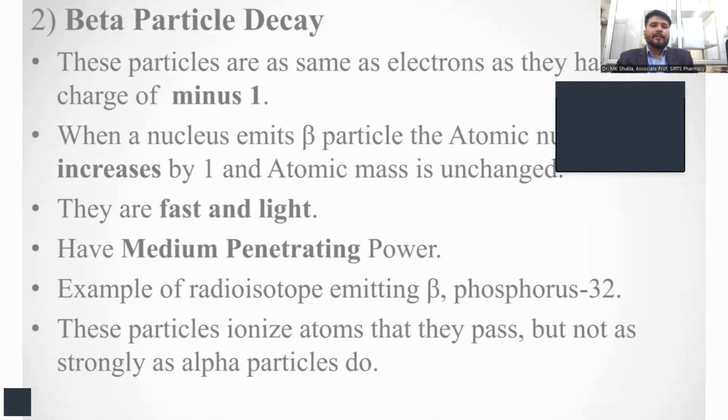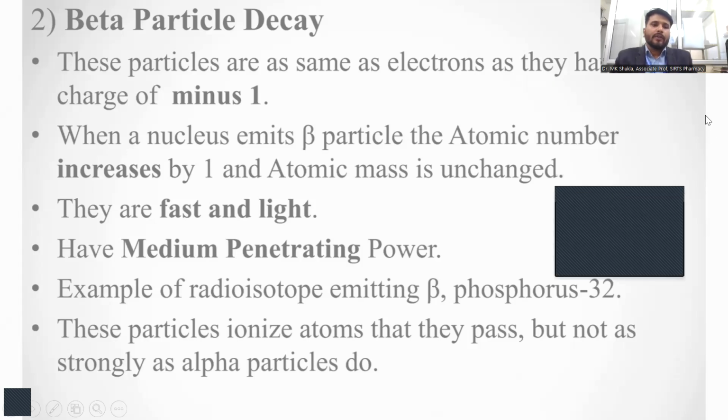Second is beta particle decay. These particles are the same as electrons, as they have a charge of -1. When a nucleus emits beta particles, the atomic number increases by 1 and the atomic mass is unchanged. They are fast and light. They have medium penetrating power. Examples of radioisotopes emitting beta particles are phosphorus-32. These particles ionize the atoms they pass, but not as strongly as alpha particles do.